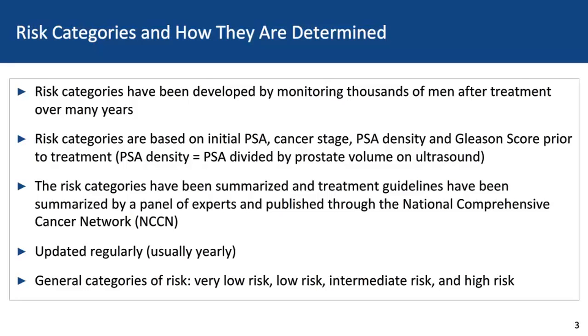PSA density is equal to your PSA divided by the prostate volume on ultrasound. The risk categories and treatment guidelines have been summarized by a panel of experts and published through the National Comprehensive Cancer Network, or NCCN. They are updated regularly, usually yearly. The general categories of risk are very low, low, intermediate, and high risk.